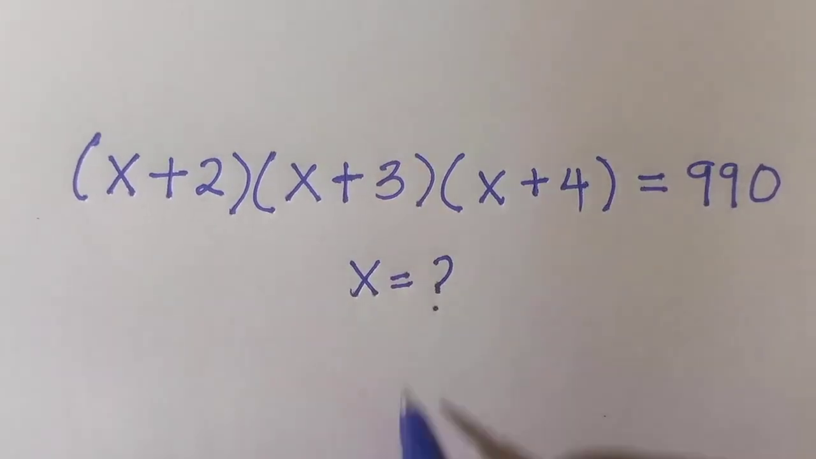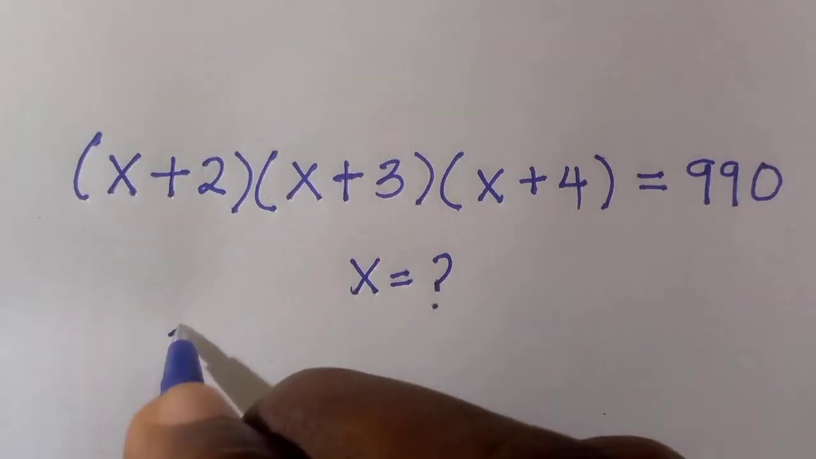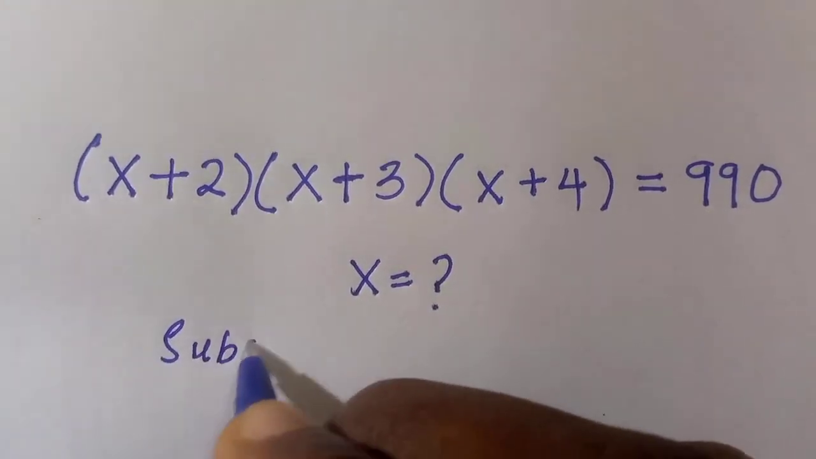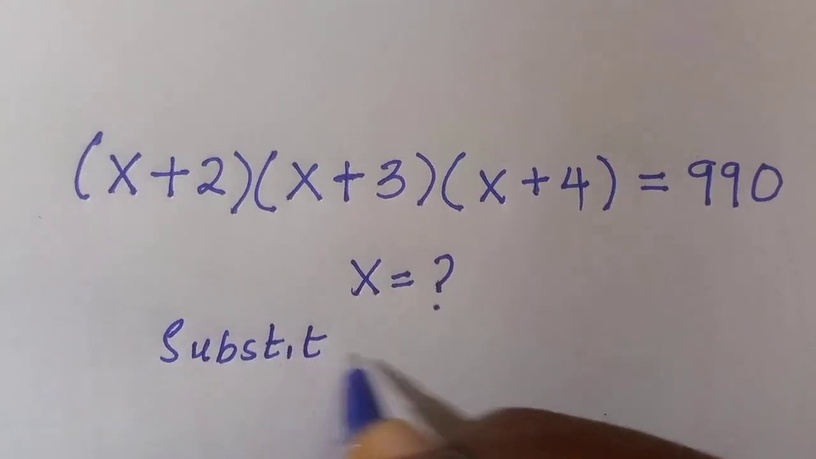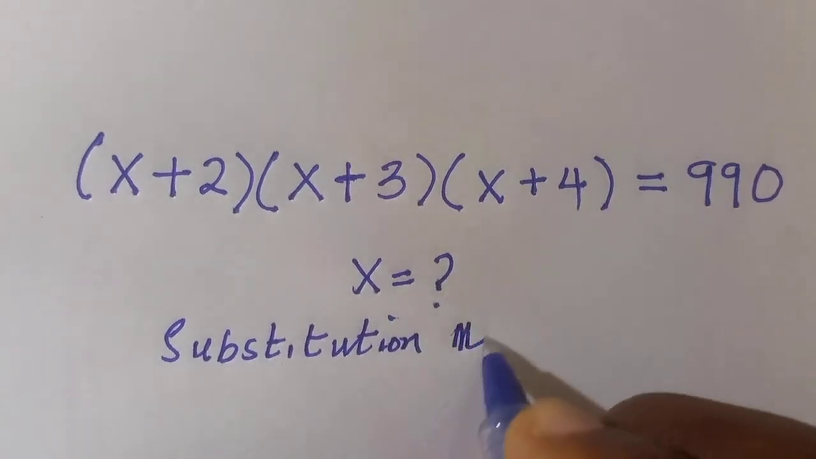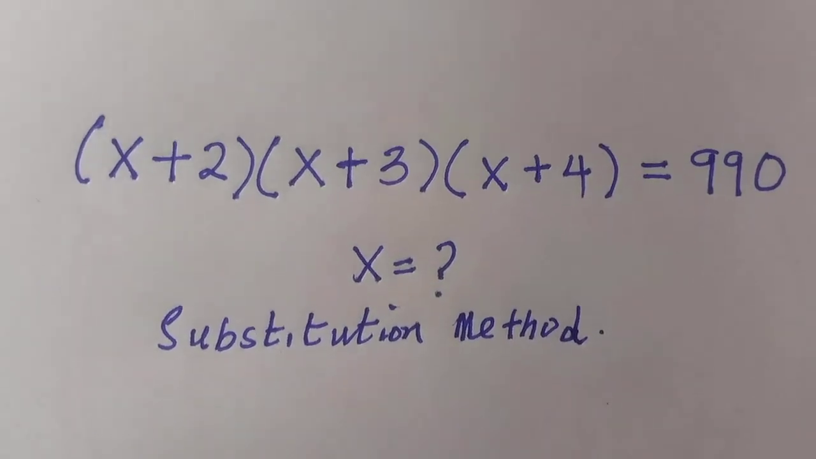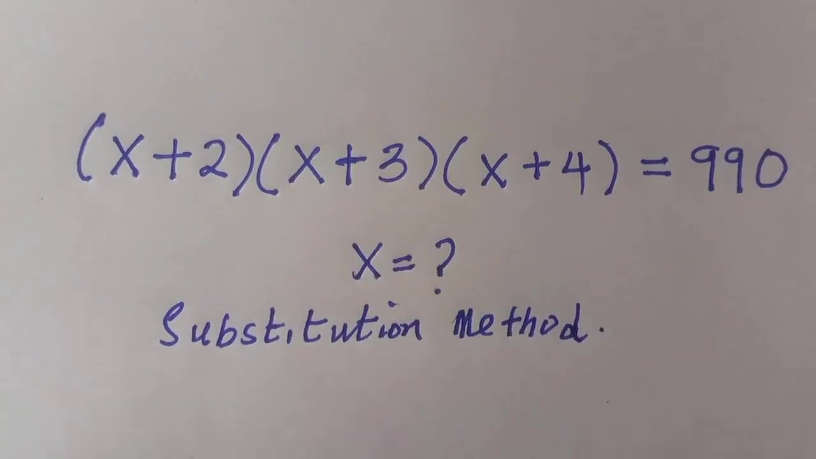In this system of algebraic equations, we want to find the value of x that satisfies this. Here we are going to apply the substitution method, and the reason for this is to get some identity which can make us handle this question easily without stress. So let's start from the middle term.